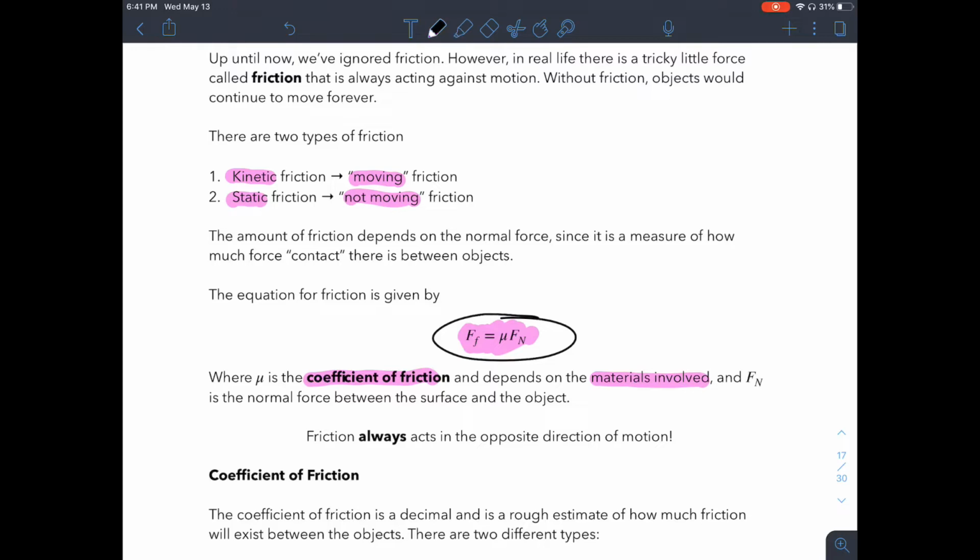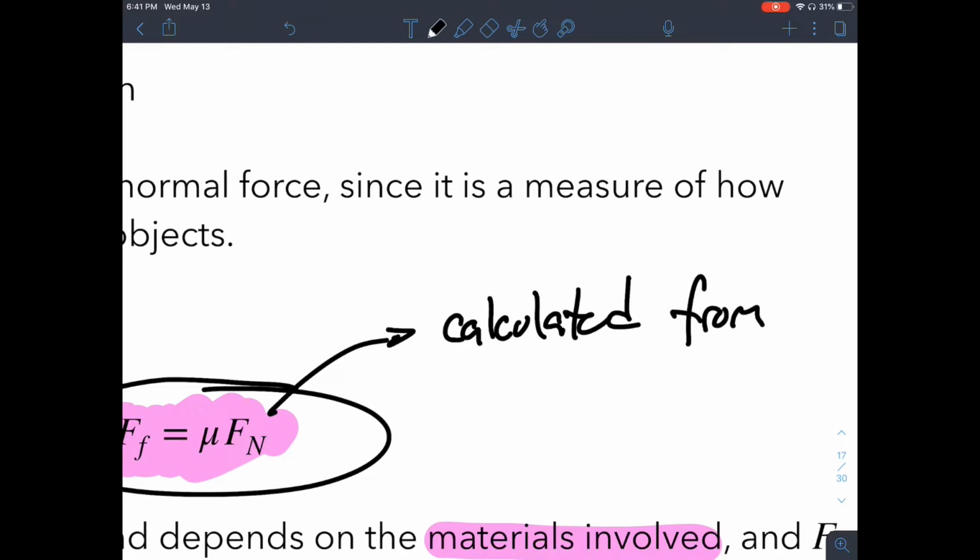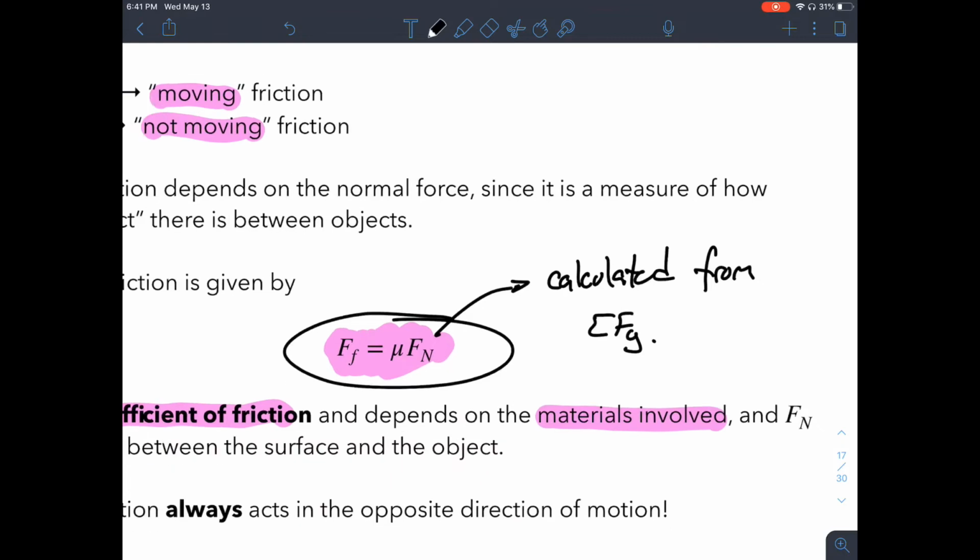The other thing is the normal force, and this normal force is exactly how we calculated it from our last part, right? Calculated from the sum of the forces in the y direction. Okay, it's different for every question. You always have to calculate it in the y direction and then use it to create the friction in the x direction.